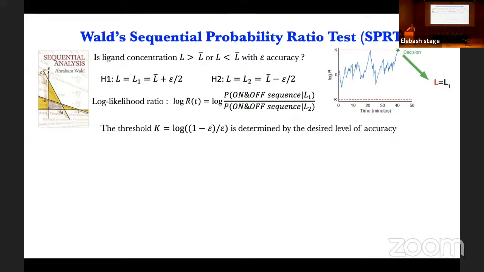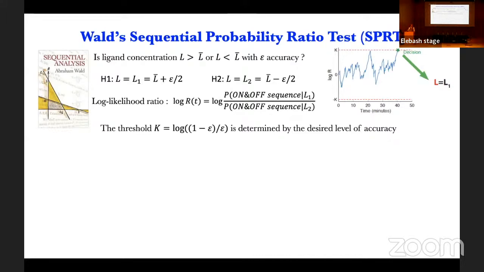And then you should keep measuring this and put a threshold at K and minus K on this log likelihood that you're measuring. The process should be stopped whenever you reach either the threshold capital K, and then you call this decision L1, or you reach the lower bound, which is minus K.